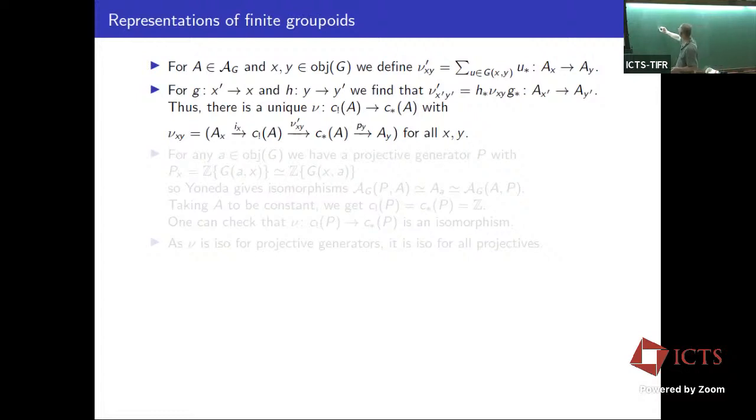To understand what's happening with a map out of a co-limit, we need to see how it composes with the canonical inclusions here. To understand a map into a limit, we need to understand how it composes with the canonical projections here. And the answer is that this composite is nu prime x1.